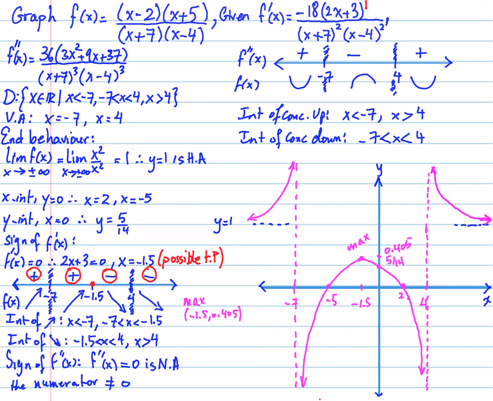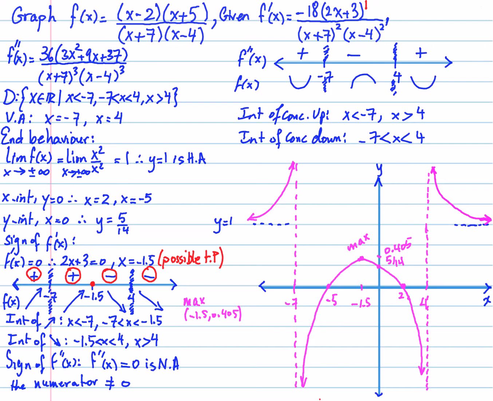Now, to determine the sign of f double prime of x, we draw the number line. We do not have any possible inflection points, so the only thing that we can put on that number line are the vertical asymptotes. Again, we need to determine the sign as x goes to negative infinity, and we could figure out the rest. Keep in mind now, in f double prime of x, x equal negative 7 is an odd root. The exponent is 3. And x equal 4 is an odd root as well, with an exponent of 3. So there must be a change of sign before and after these vertical asymptotes.